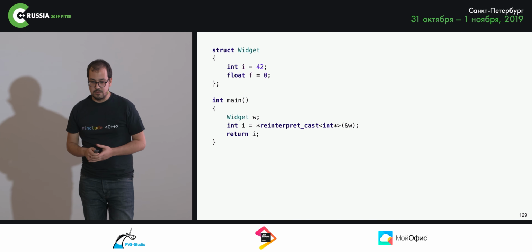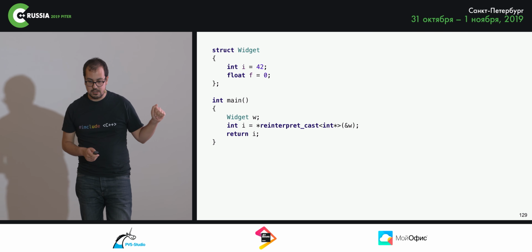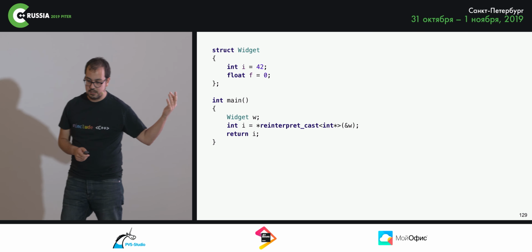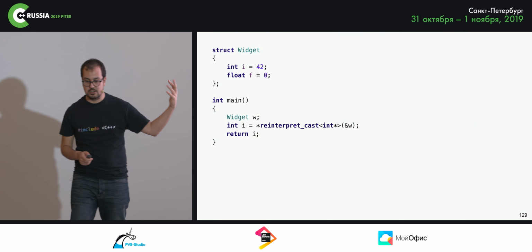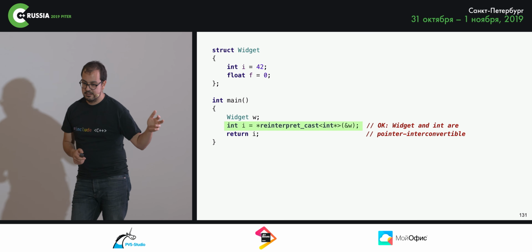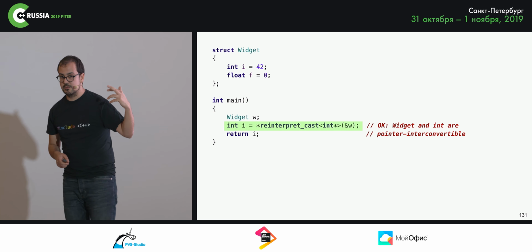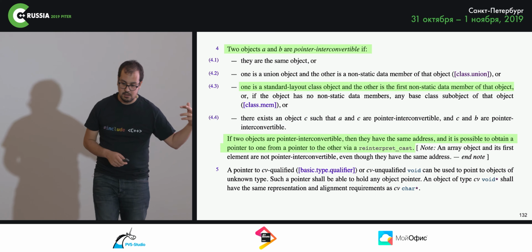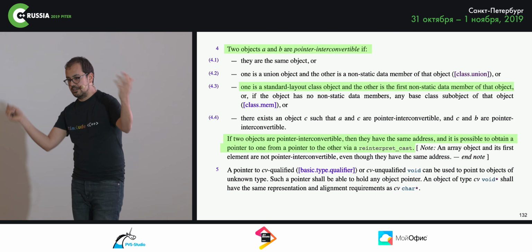So there is this other rule, which we haven't talked about yet. If you have a struct widget and it has an integer inside, and then you reinterpret cast the pointer to the widget to the integer. Is that okay? Yes, it is okay. There's this one rule which says widget and int are pointer-interconvertible because they're both standard layout types, basically like plain old data kind of stuff.